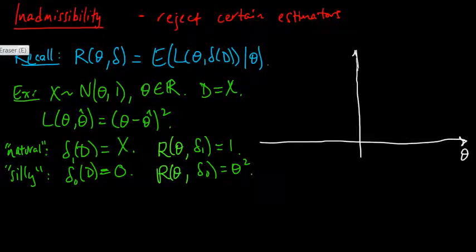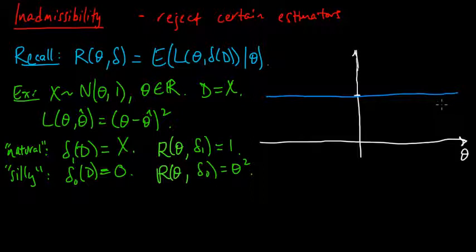And let's draw these. So first, let's draw the natural one. That's just very simple. It's just equal to 1. It's identically equal to 1. So that's easy. We can just draw a straight line. And I'll put it here, R of theta and delta 1. This is called the risk function for delta 1, a function of theta.